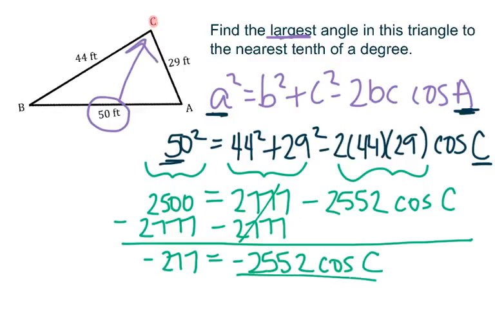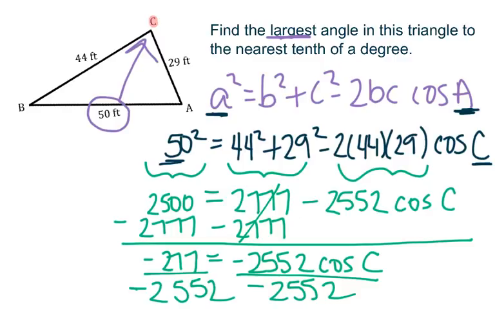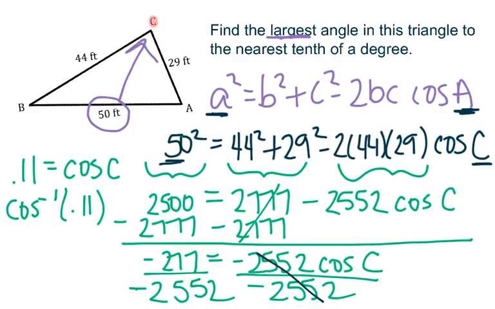Now I'm going to divide both sides by negative 2,552. These cancel out, and I'm going to move over to the left side of the screen. Now I have that 0.11 is approximately equal to cos C. Same idea, I'm keeping my exact answer in my calculator. Now I'm going to do the cosine inverse of that decimal, and I get 83.8 degrees, since it's said to round to the nearest tenth, equals angle C.